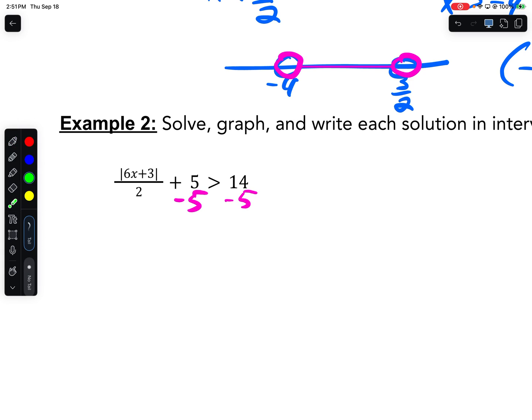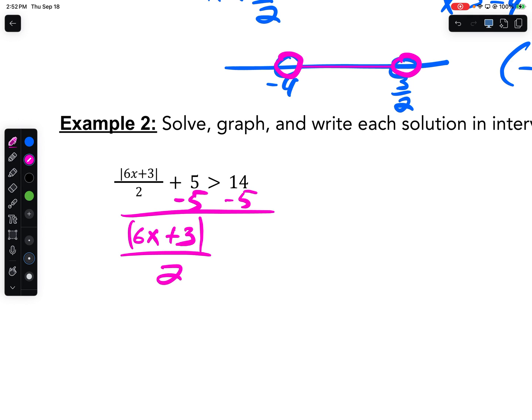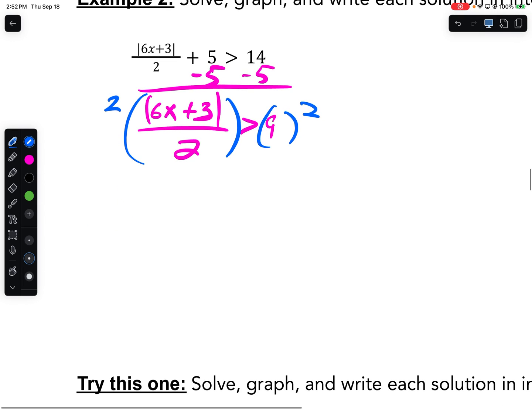The thing kids forget when they multiply by 2 is they go like this. What's wrong with that? What did they forget? They forgot that, right? If you multiply by 2 first, you have to multiply every single part by 2. So don't do it that way because you just mess up. There's no need to mess up. So we go 6x, absolute value 6x plus 3 over 2 is greater than 9. Now what do I do? Times 2. Do I multiply that 2 into the absolute value? You better not, because then you get it wrong.